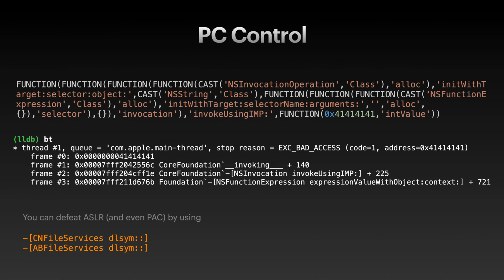Now translate this series of code to an NSExpression. As you can see, we successfully take control of the program, with the address pointing to 414141. We can also defeat address randomization and even PAC by using the following functions, which simply call dlsym.